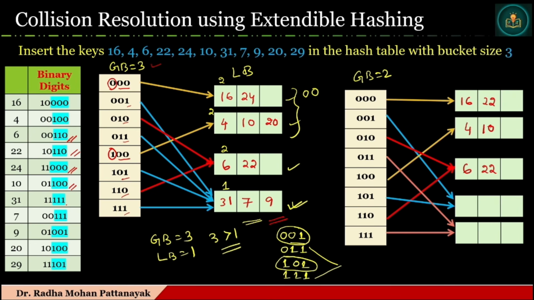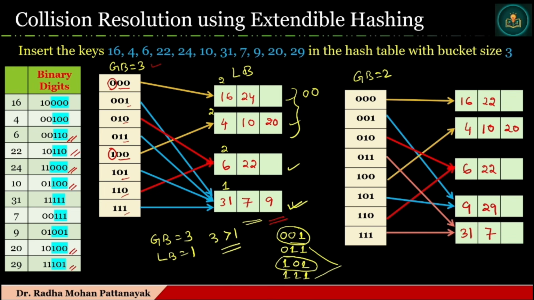Then next is 31, 111. So the 111 bucket is the last one. So put 31 here. Then 7 also 111, means put 7 also here. Then next is 9, 001. So this is the 001 bucket. Put 9 here. Then next is 20. The 3 bits are 100. This is the 100 bucket. So put 20 here. Clear? Then last is 29 and the 3 bits are 101. So check here, this is the 101 bucket. So put 29 here. I hope understood.